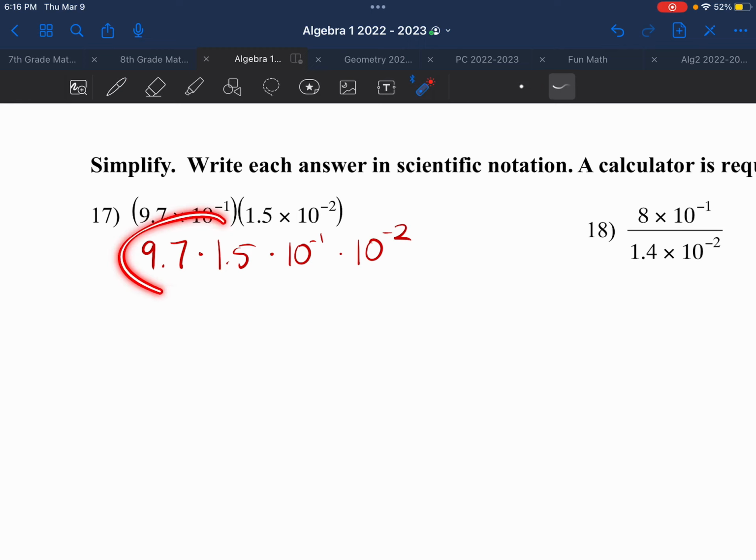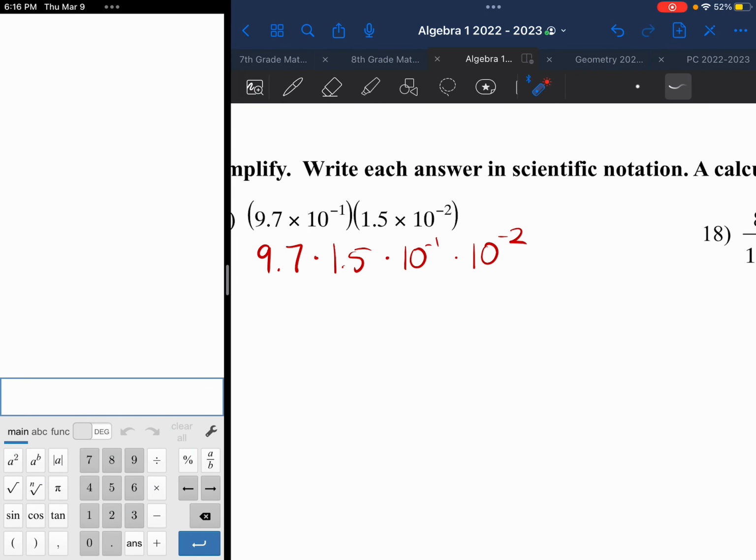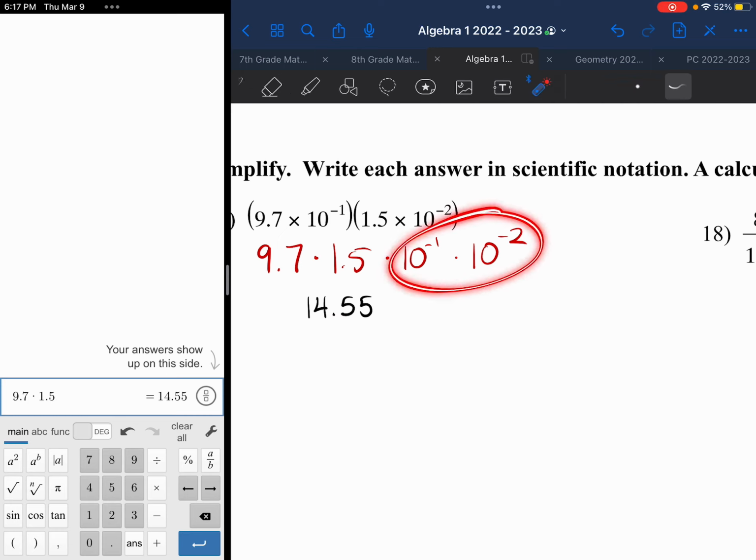I'm going to use a calculator for this bit right here. So give me a sec. I'm going to pull up my scientific calculator. I'm probably going to have to clear things from last time if it opens. Oh, no, it's ready to go. So I want to know 9.7 multiplied by 1.5, and I get 14.55. What happens to all of this over here?